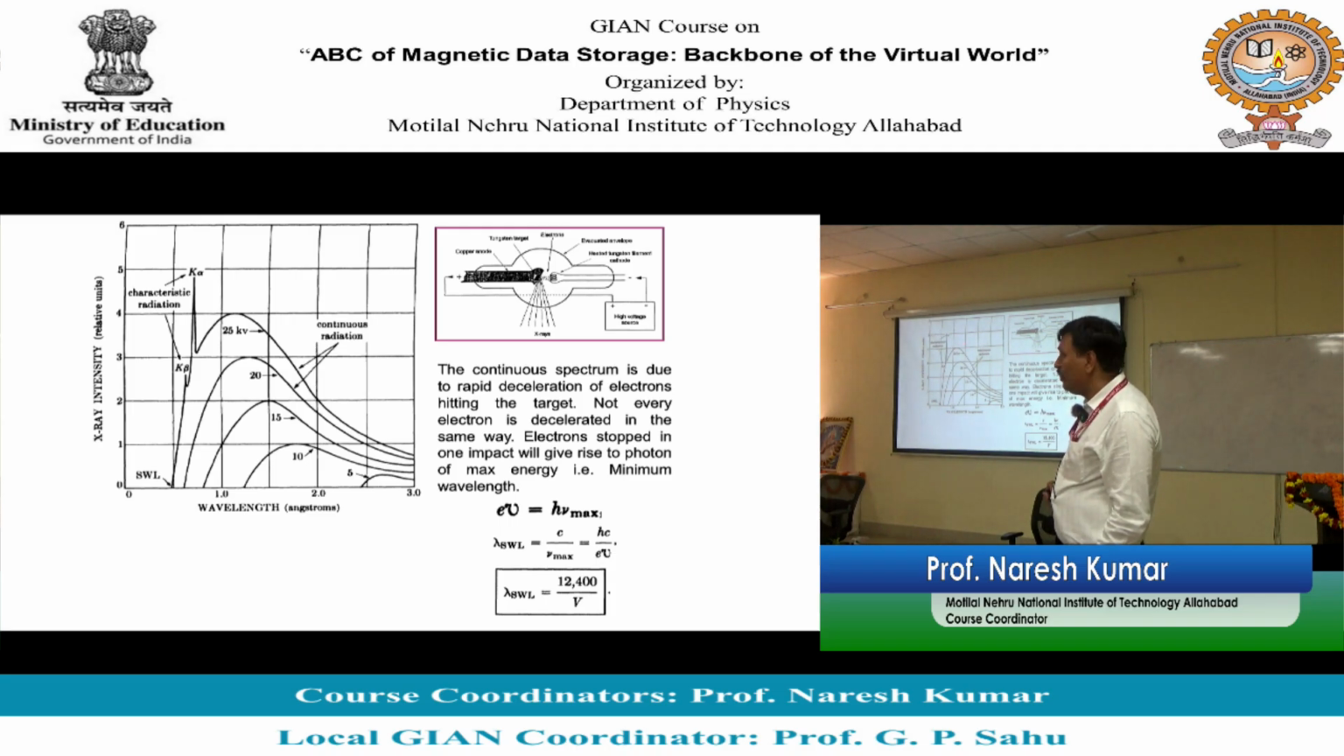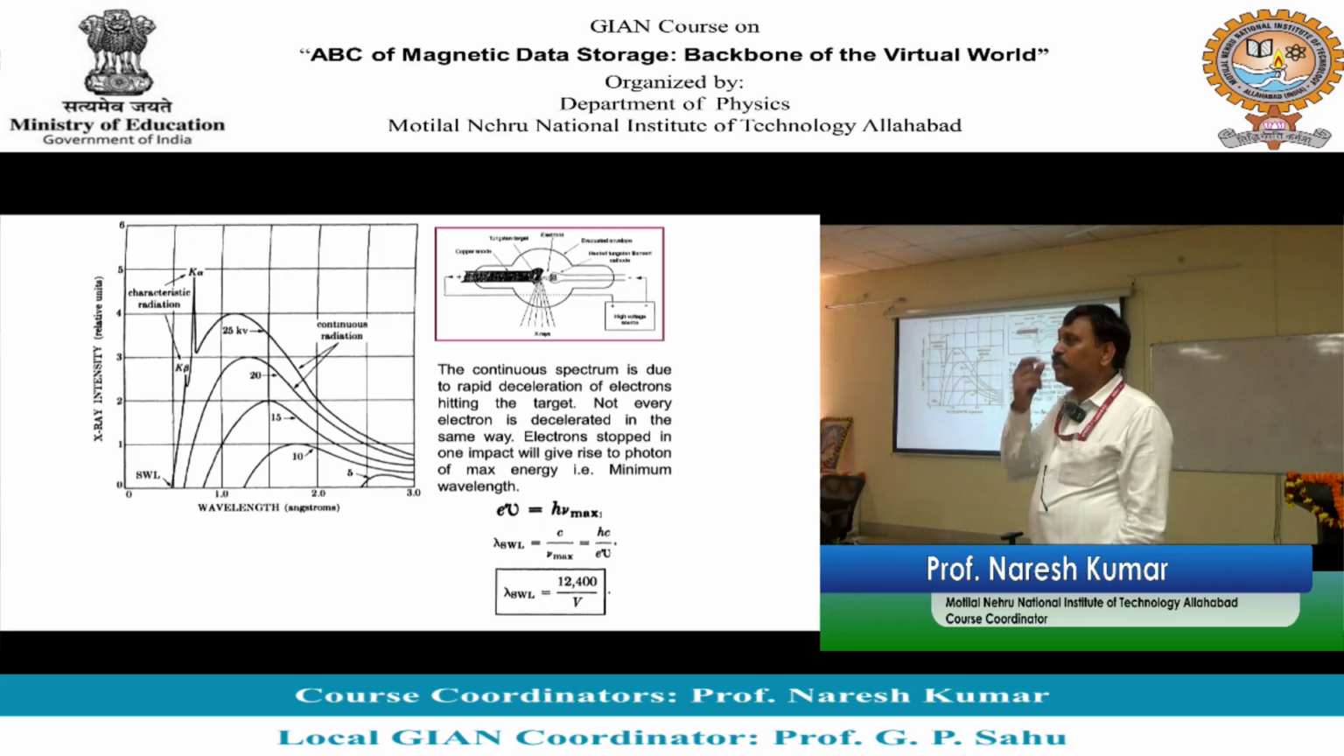When? If you apply potential more than 25 kilovolt. So if we keep increasing this potential, the intensity of this peak will increase, but the position will remain the same. So when will its position change, sir? When will the position of this peak change?